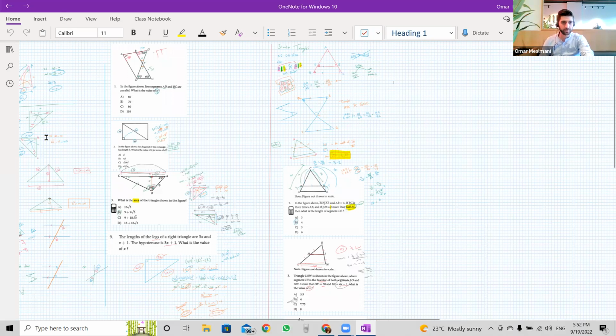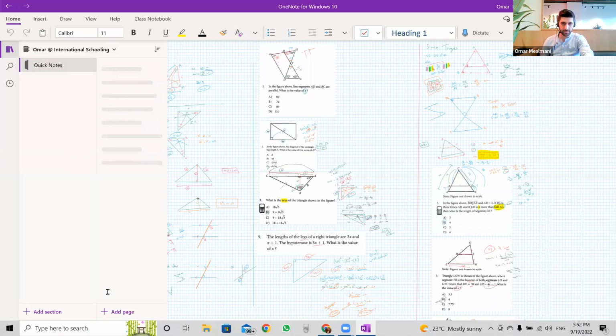Let me just open a new page. I guess it's better because this page had a lot. Now only triangles in this page, so I'm gonna start a new page.